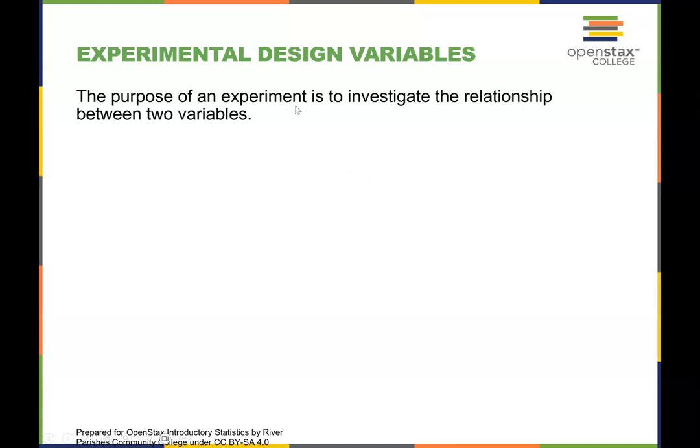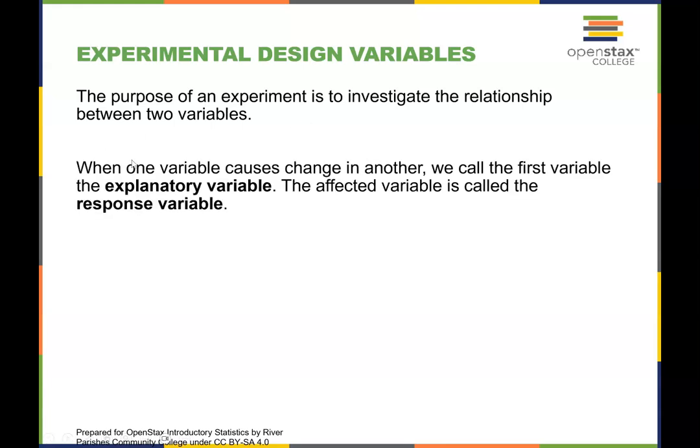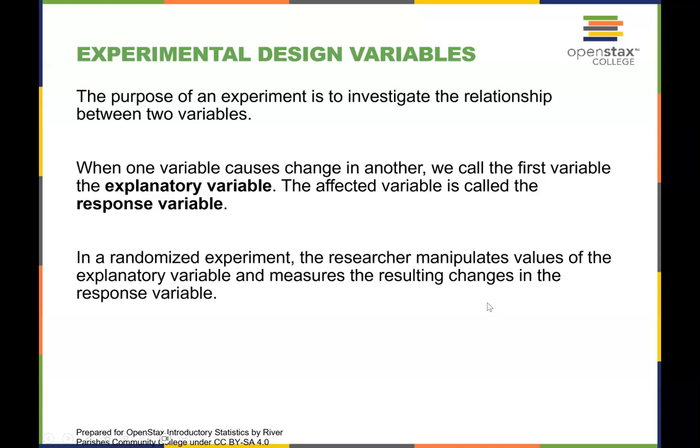The purpose of an experiment is to investigate the relationship between two variables. When one variable causes change in another, we call the first variable the explanatory variable. You may have heard that called the independent variable. It's usually the X variable, but not always. Sometimes things get swapped around for whatever reason, but typically we call that X. The affected variable is called the response variable, and that would be your dependent variable, and we usually use Y. And it would be your vertical axis.